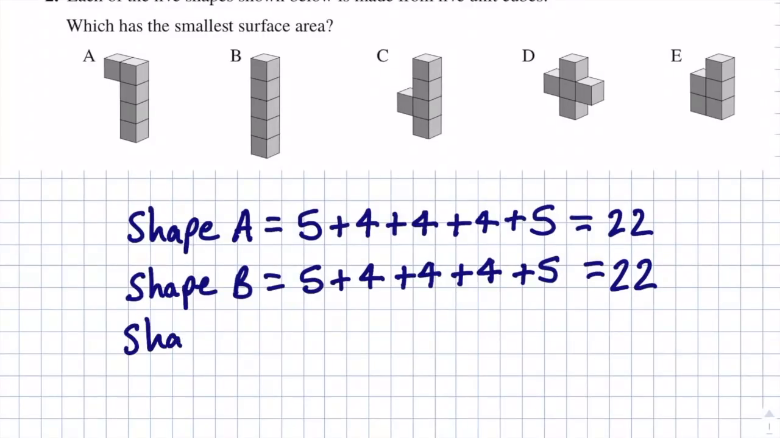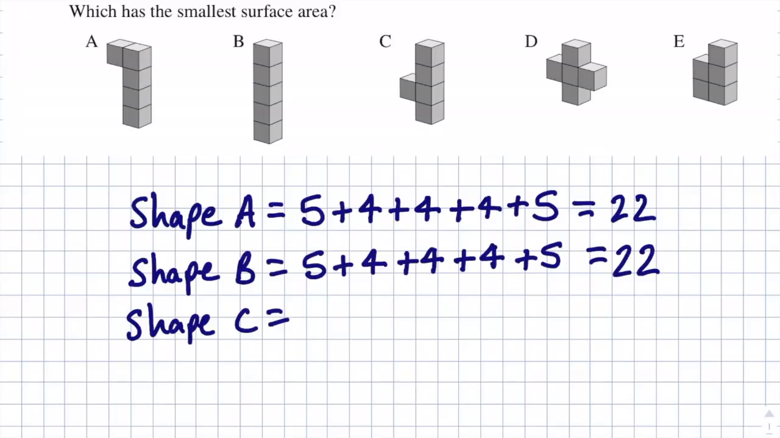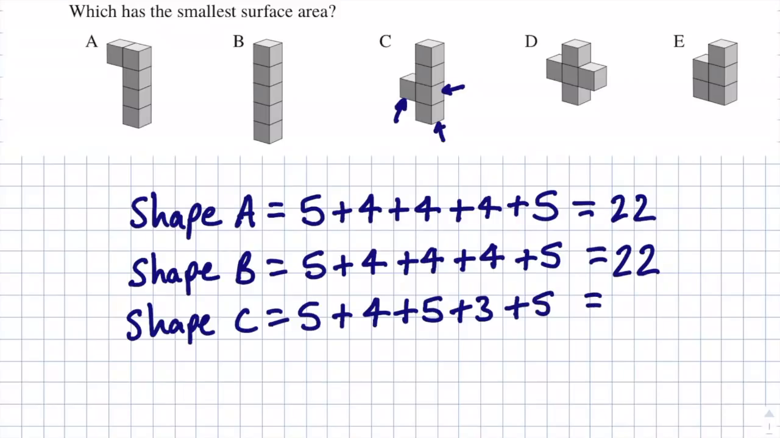Shape C, the first cube has 5 faces, the second cube has 4 faces, and the third cube, I'm going to say, is this cube here, and that has 5 faces. The fourth cube, which is this cube here, only has 3 faces, and the fifth cube has 5 faces. So that's 5 plus 4, which is 9, 9 plus 5, 14, 14 plus 3 is 17, 17 plus 5 is also 22.